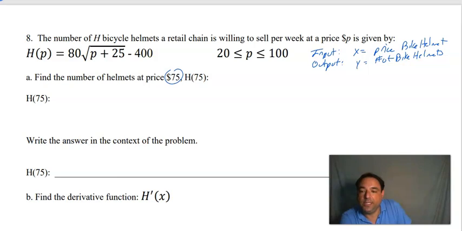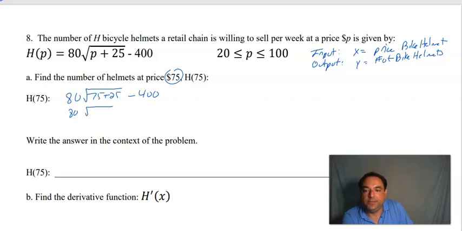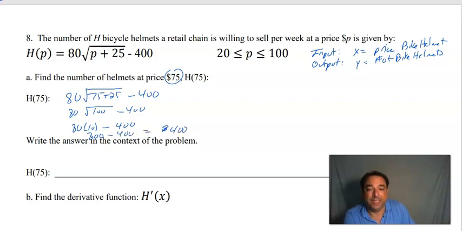For this, we're just going to plug into the original. So 80 square root of 75 plus 25 minus 400. We can actually just work it out right here. 80 times the square root of 100 minus 400. Square root of 100 is 10, so 80 times 10 minus 400. 80 times 10 is 800 minus 400. You get 400. You can just do it like that, or we can do this in the calculator.